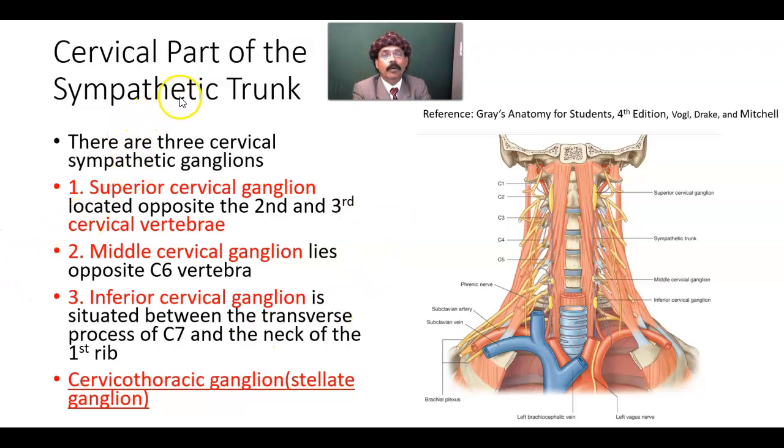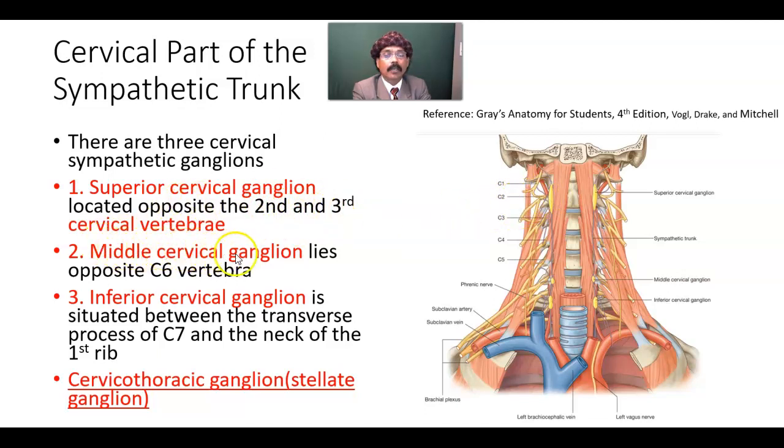So in the cervical part of the sympathetic trunk, we have three cervical sympathetic ganglia: the superior cervical sympathetic ganglion, the middle cervical sympathetic ganglion, and the inferior cervical sympathetic ganglion. The superior cervical sympathetic ganglion is located opposite the second and third cervical vertebral bodies. This is the superior cervical sympathetic ganglion.